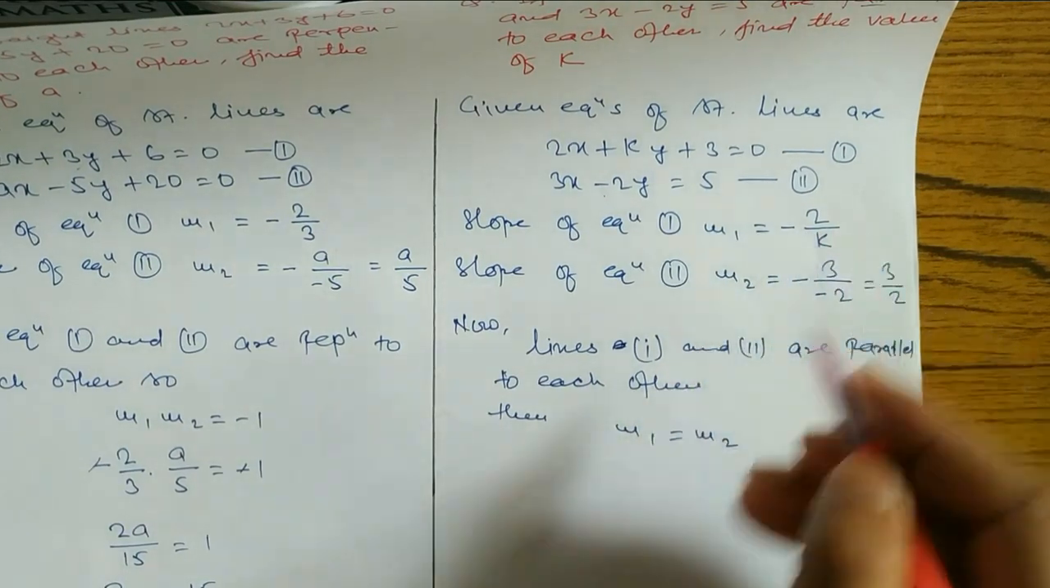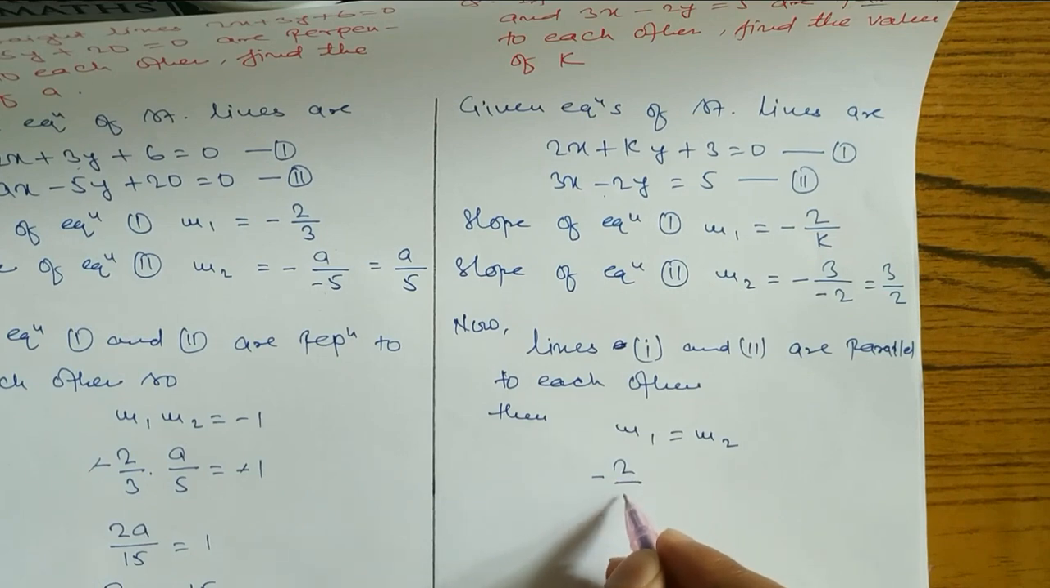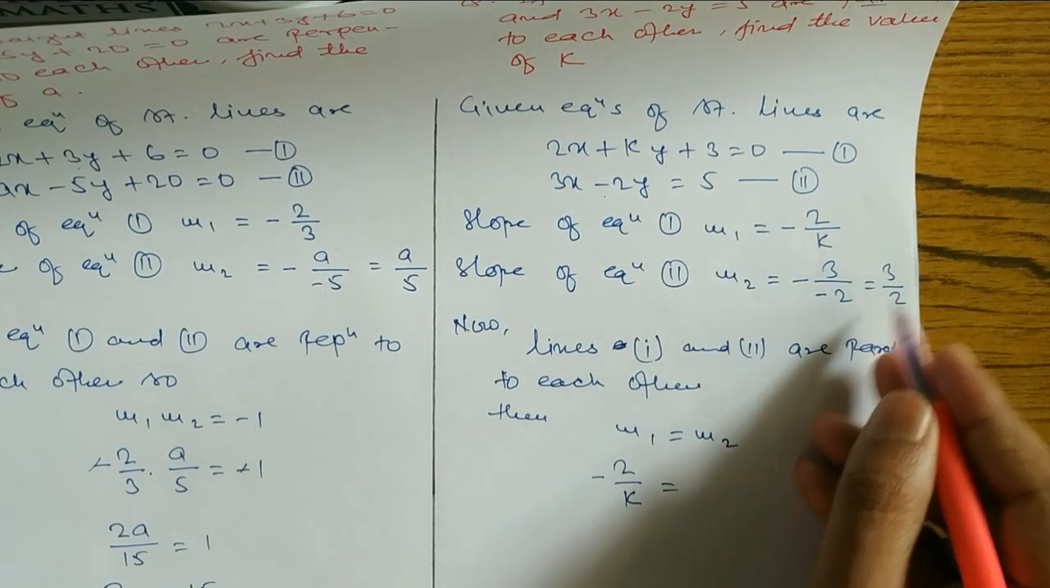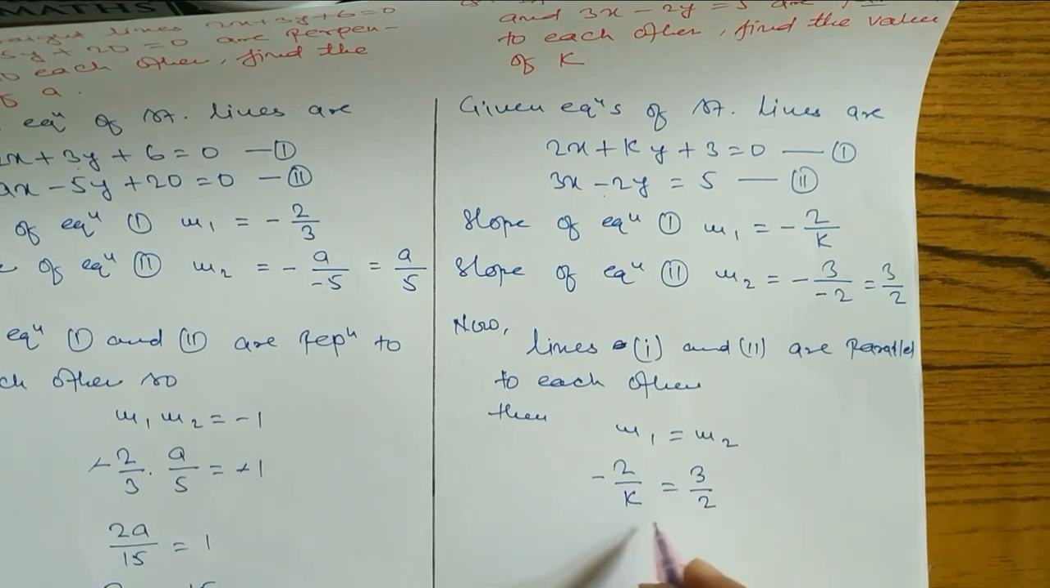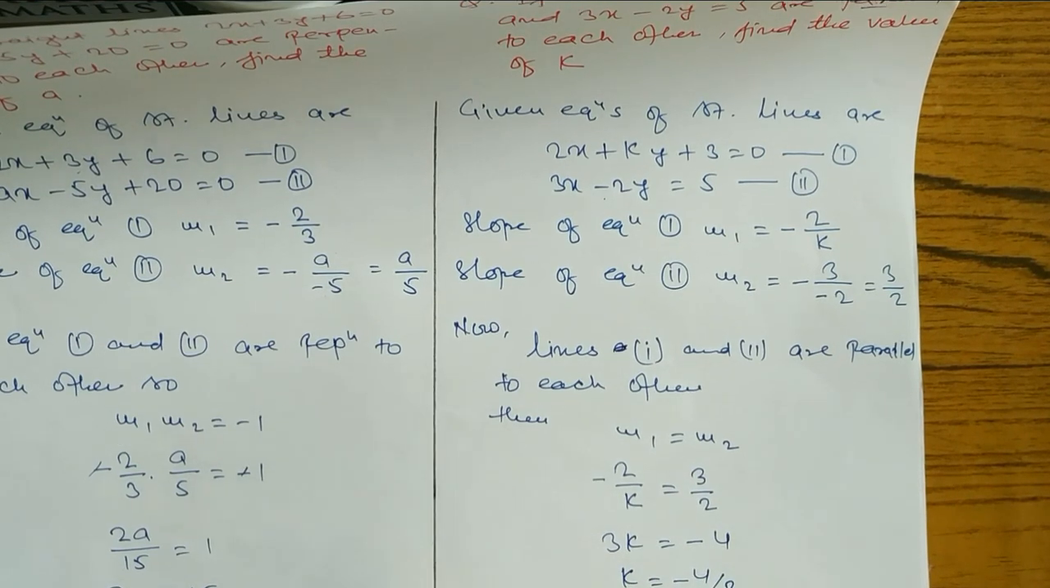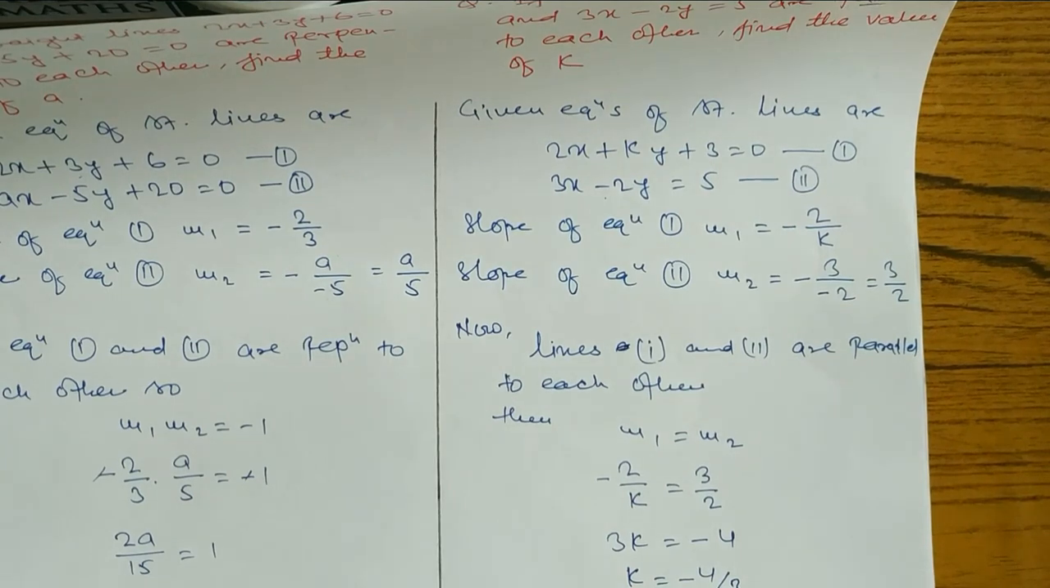m1 is equal to minus 2 by k, and m2 is equal to 3 by 2. Now cross multiply: 3k is equal to minus 4. K is equal to minus 4 by 3. So minus 4 by 3 is the answer.